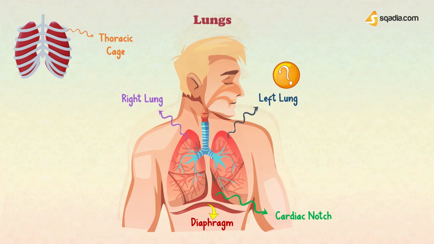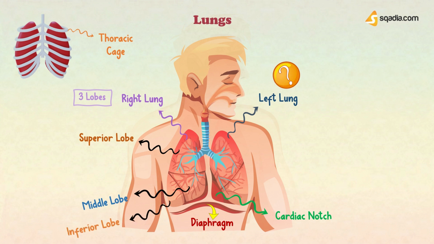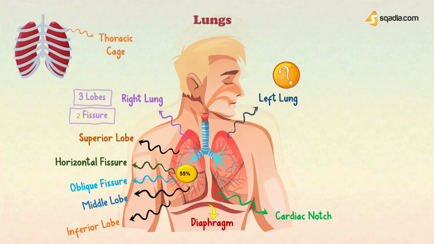Now, the bigger one, the right lung, has 3 lobes that can easily be seen here: the superior lobe, the middle lobe, and the inferior lobe. And it contains 2 fissures: the horizontal fissure and the oblique fissure. It handles 55% of the gas exchange.